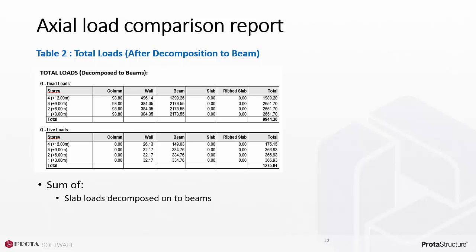Table 2 is the total loads after slab load decomposition to beam. It is the sum of slab loads decomposed onto beams, other applied loads on beams and member self-weights. The slab's values are all 0 in this table, as the slab loads are calculated onto the supporting beams. Sum of slab loads are also calculated to the walls, as the walls are also supporting some slabs.